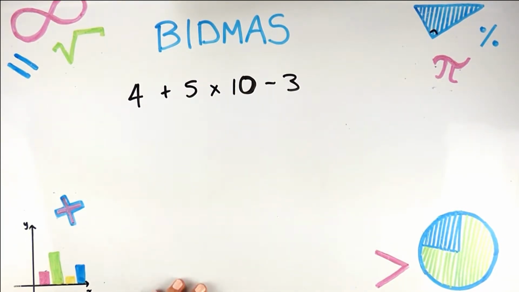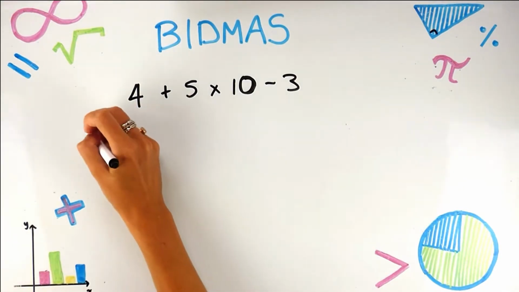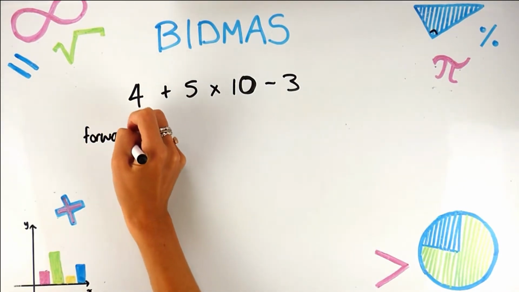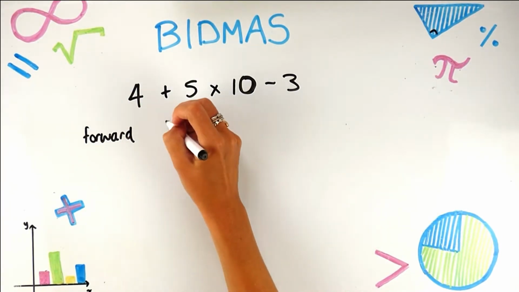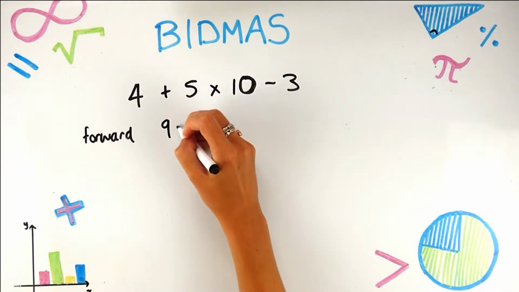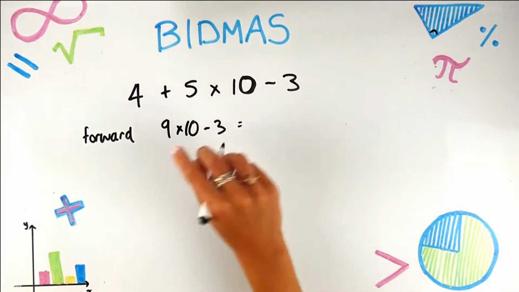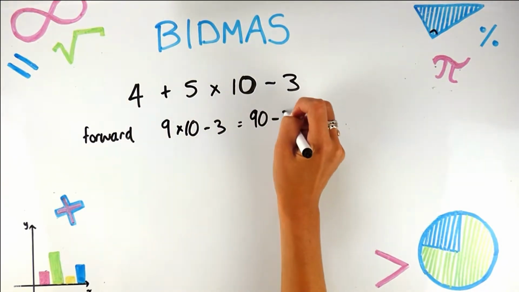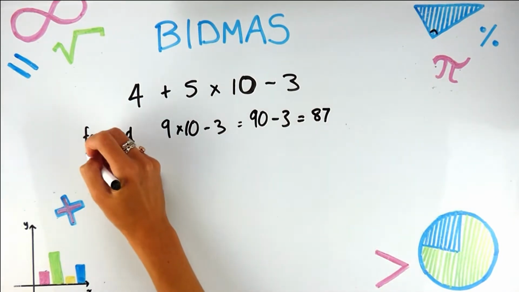Let's say I just use the tactic, I'm just going to go, starting here, I'm going to go that way. So I'm going to call this the forward way of solving it. So let's say I'd have 4 plus 5, which is 9, multiplied by 10 minus 3. Keep going forward. I would have 90 minus 3.